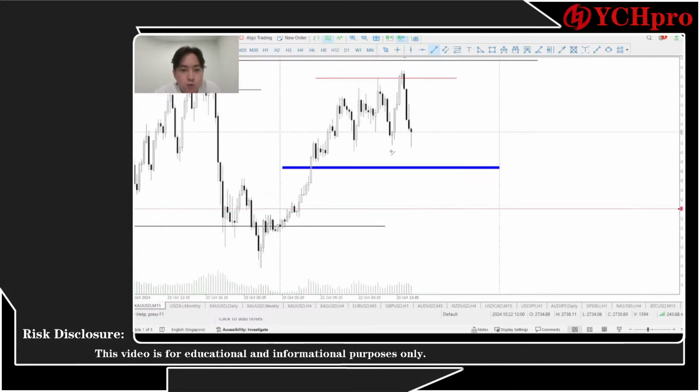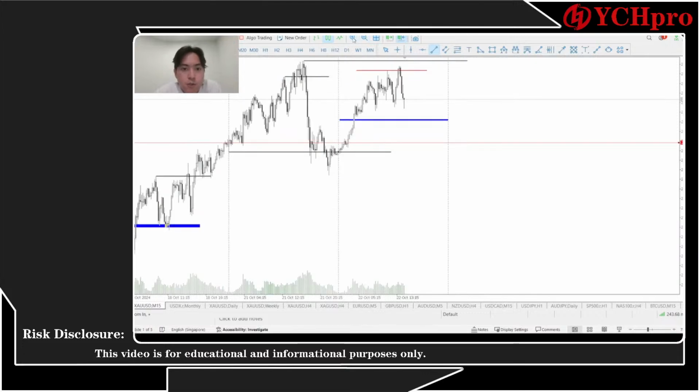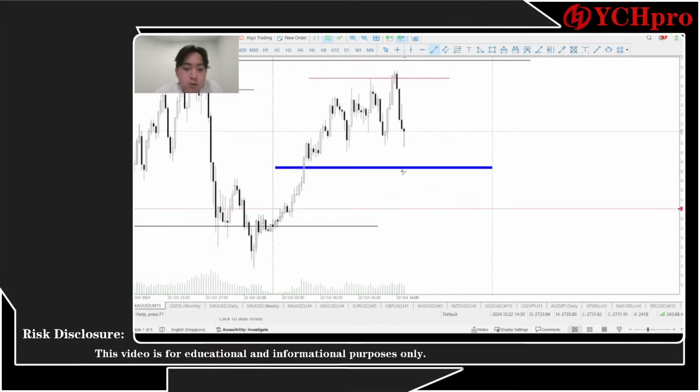Gold is actually a really good trading product, but you need to be patient and don't try to rush on it. Once I put my point of interest, I will wait for the point of interest. This is actually a really good one.